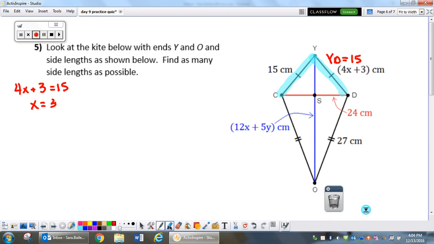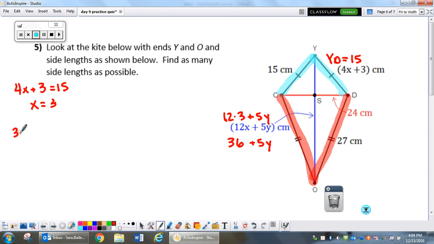The other thing you know is this side, oops, different color, has to equal this side. Okay? So you have this equation. Luckily you know x now, so 12 times 3 plus 5y will give you that. Usually we don't do it this way, but 36 plus 5y, that equation has to be 27.